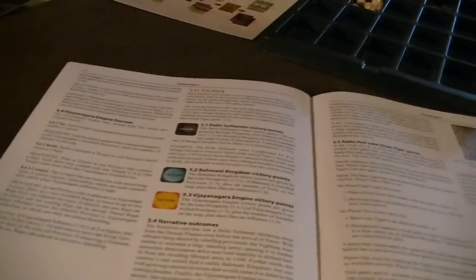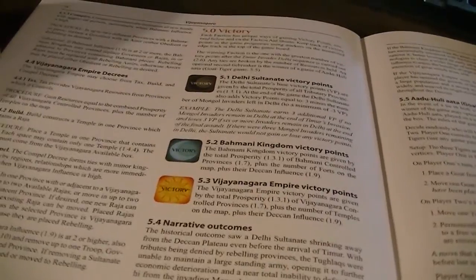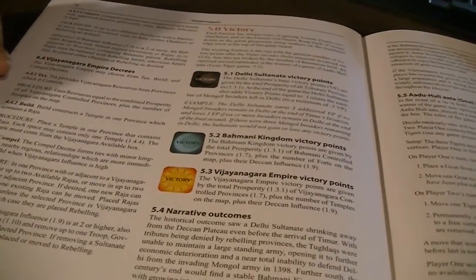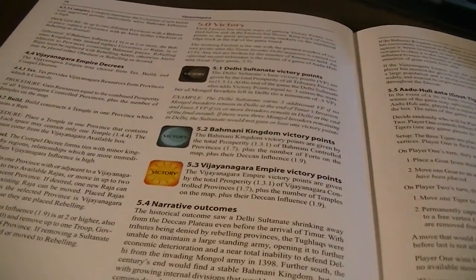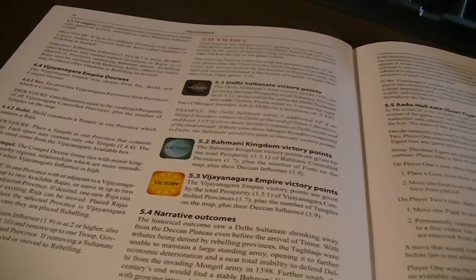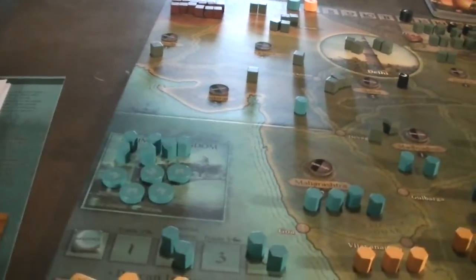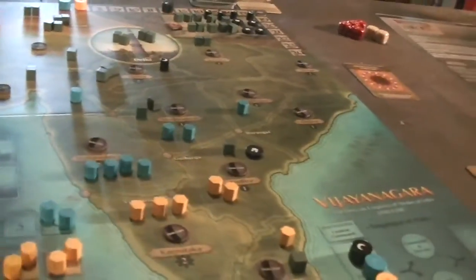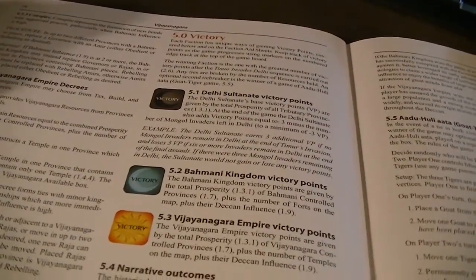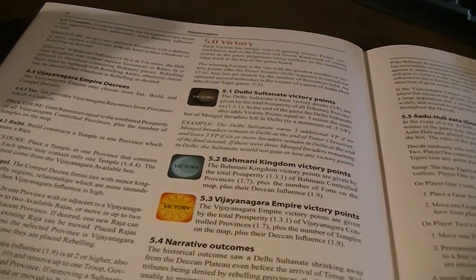Okay. The Vijayanagara. They can choose tax, build, and compel. Tax. This gives them resources from provinces they control. They get resources equal to the combined prosperity of all their controlled provinces, plus a number of temples on the map. Now consider the Bahmani trade is just locations with their pieces in it. They can generate cash through decrees without owning the territory because they're ruling their territory in the name of Delhi. The Vijayanagara, not so much. Gain resources equal to combined prosperity of all their provinces plus the number of temples.